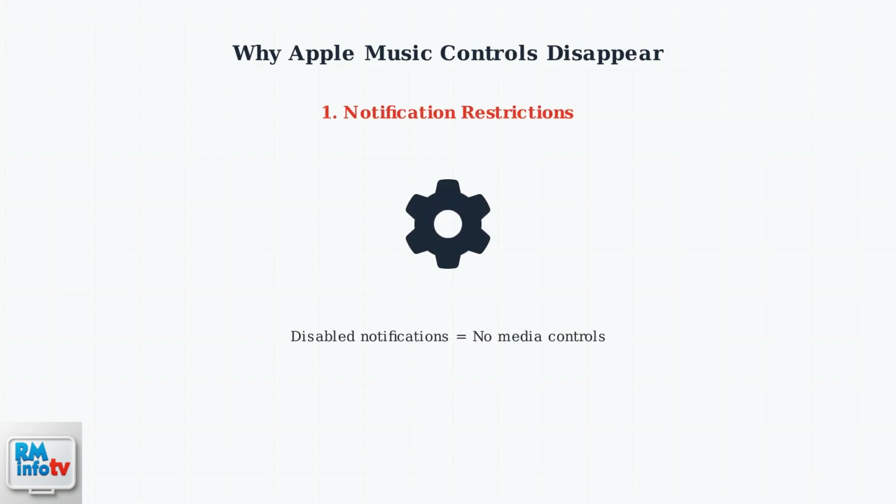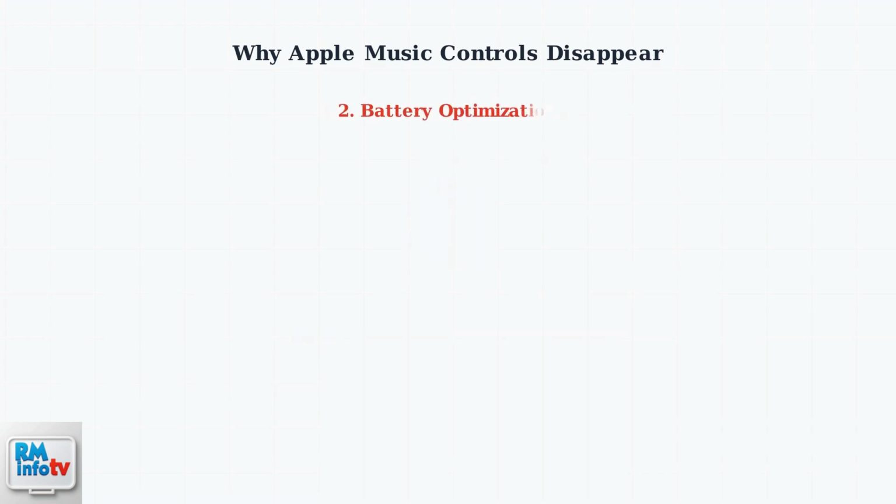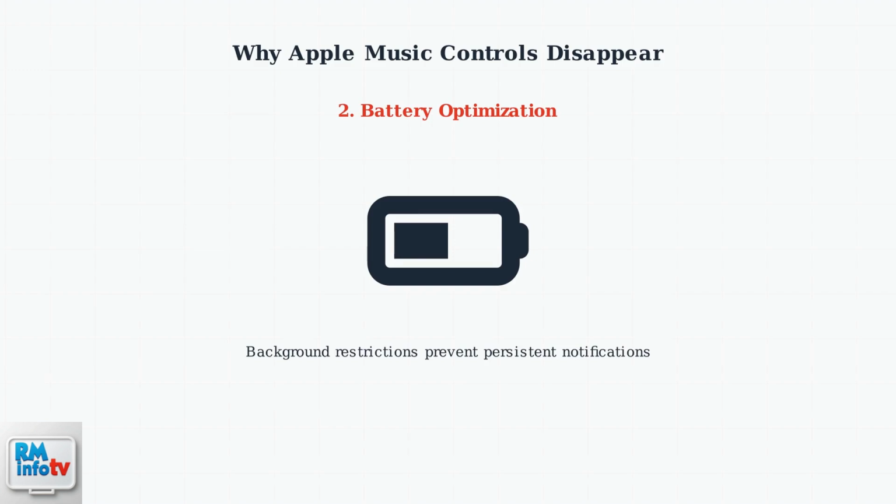First, notification restrictions. If Apple Music's notifications are disabled or limited, the media controls cannot appear on your lock screen. Second, battery optimization settings. Android aggressively manages background apps to save battery. When Apple Music is restricted from running in the background, it cannot maintain the persistent notification needed for media controls.